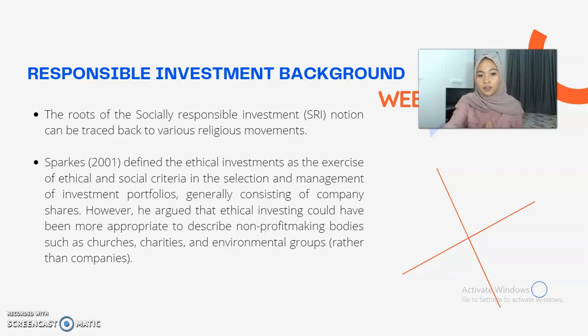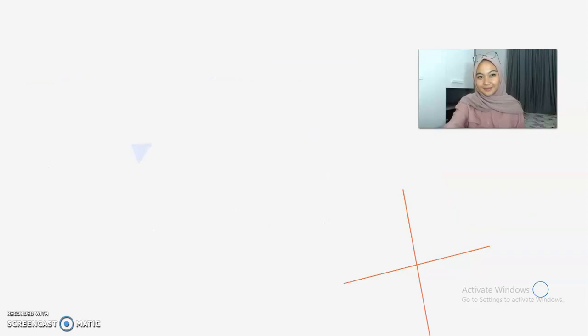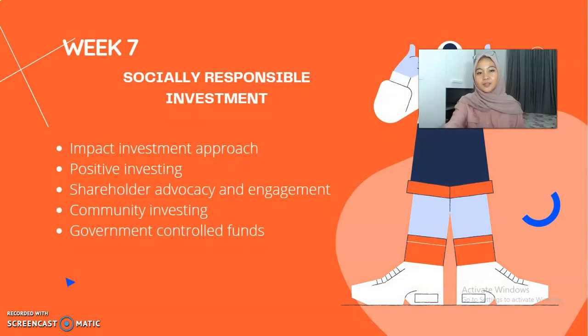However, he argued that ethical investing could be more appropriate to describe non-profit-making bodies such as churches, charities, and environmental groups, and so on. Socially responsible investment has an impact on investment approach, positive investing, shareholder advocacy and engagement, community investing, government control trends, and so on.